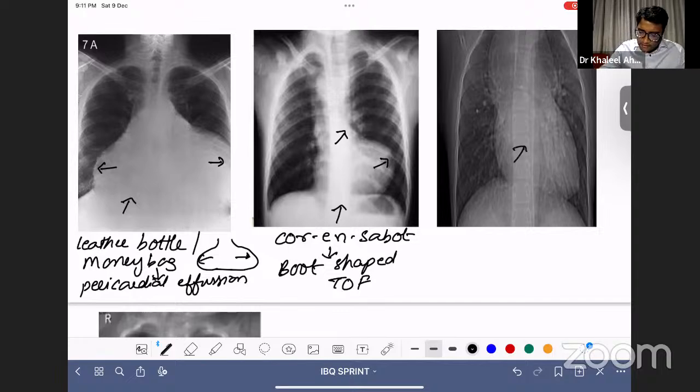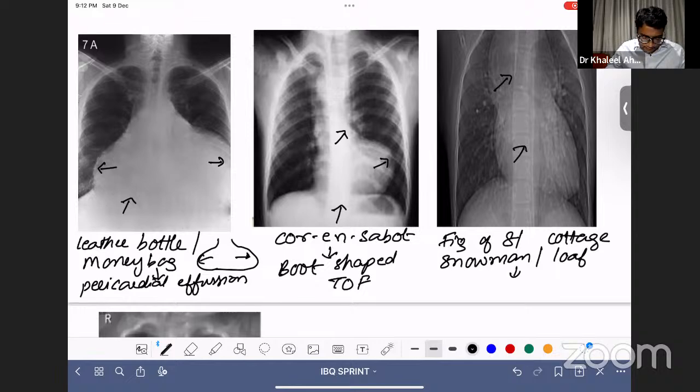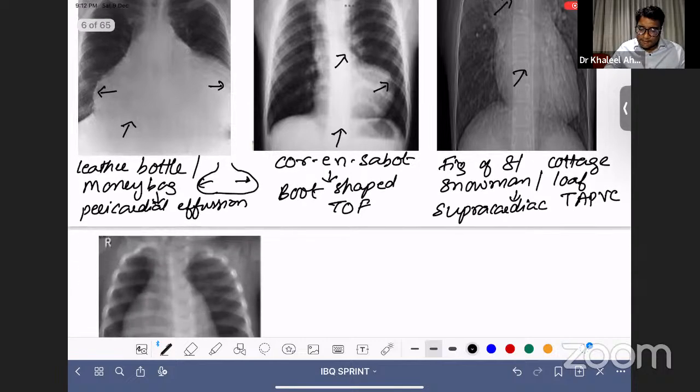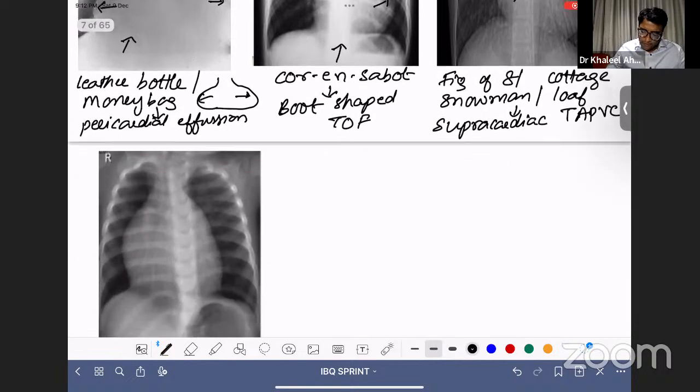I hope you can see a classic figure of eight or snowman appearance of the heart. Figure of eight or snowman, also called cottage loaf heart. This is a feature of supracardiac type of TAPVC. This is the figure of eight appearance of the heart. Nice. Let's move forward.